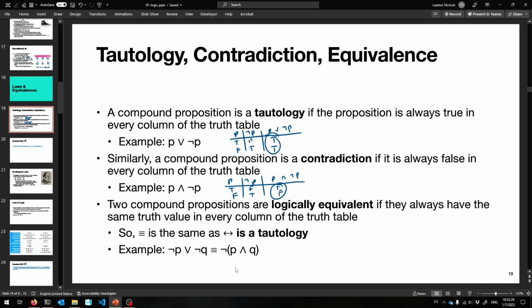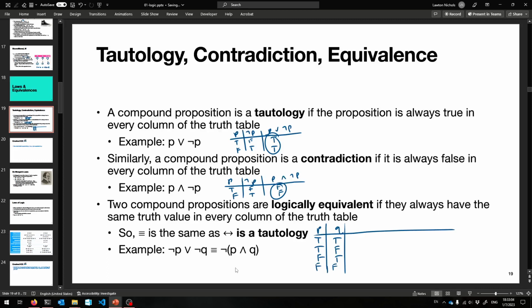So let me show you this. For example, not P ORed with not Q is equivalent to first doing the AND, P AND Q, and then negating that. That is logically equivalent because they're going to end up having the same truth value in every column. So it's just two different ways of saying the same idea. Let me prove that to you. So P, Q, we have true, true, true, false, false, true, false, false.